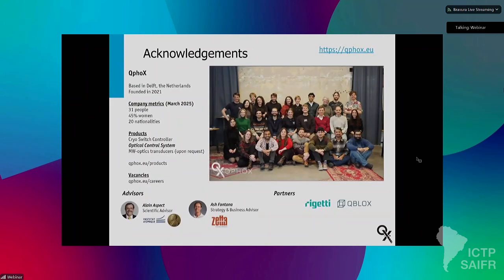With this, I'm wrapping up. So this is the team at QPhox. This is really the people who have been building these systems. It's quite an exciting time. So the photodiode is not just a research effort. This is not just data that we try to publish. This is really a product that we are putting out now.